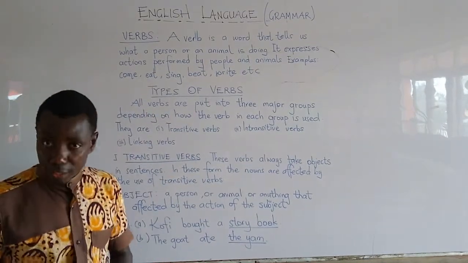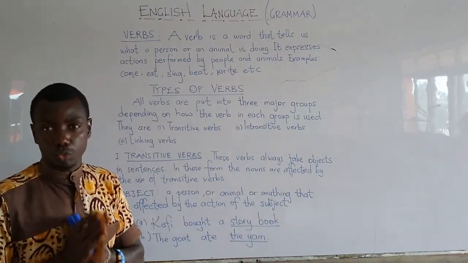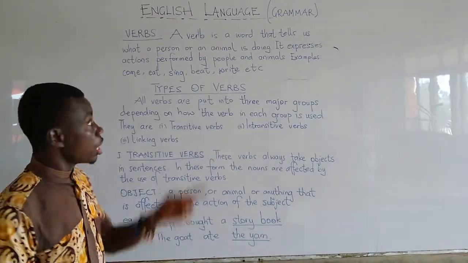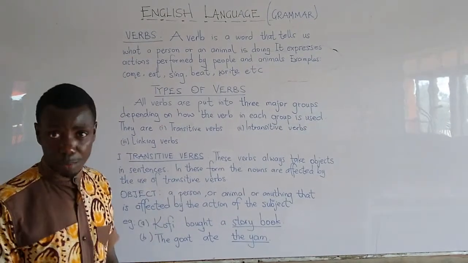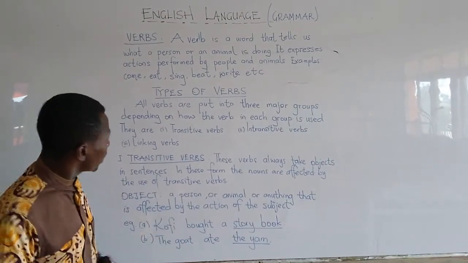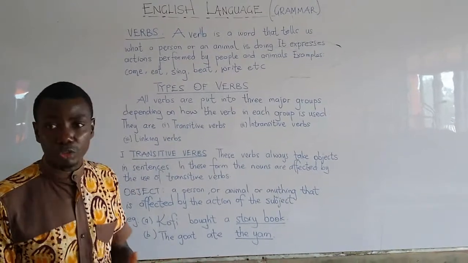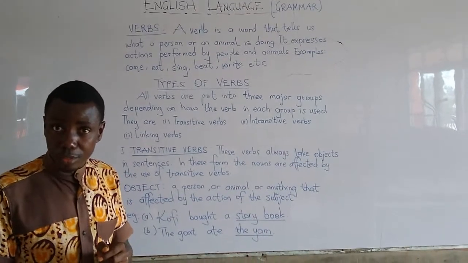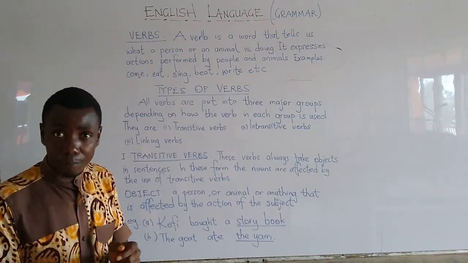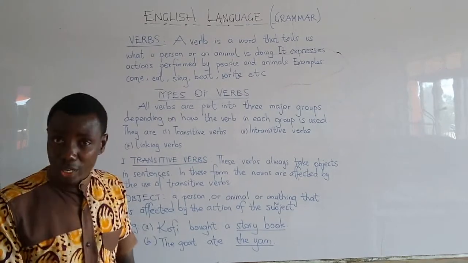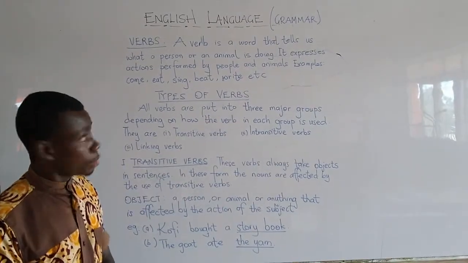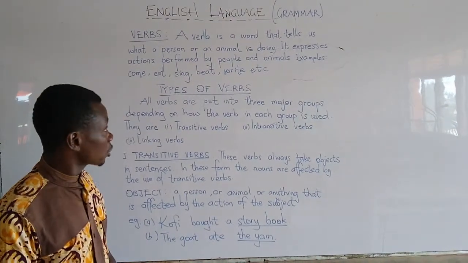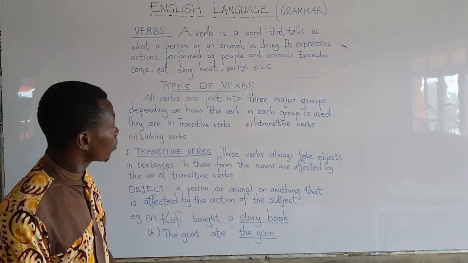A verb is a word. We construct sentences with words. So whenever you read a sentence and are asked to sort out a verb, just look out for a word that talks about an action performed by someone, either a human being or an animal. So that word becomes your verb. A verb is a word that tells us what a person or an animal is doing.